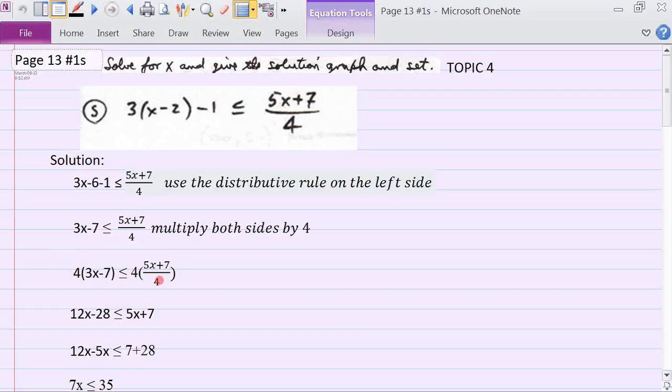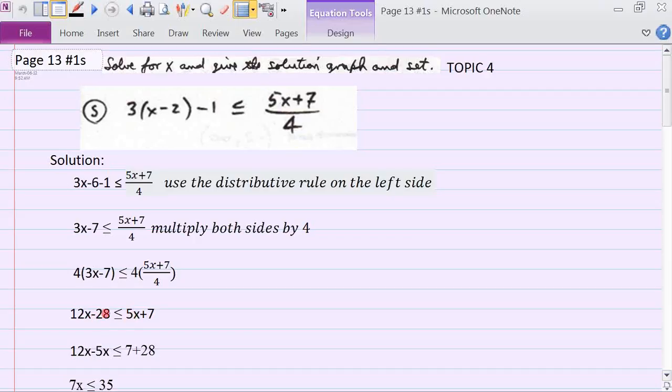So this 4 cancels with that 4. This is on the numerator, this is on the denominator. So the left side has been canceled here, the 4 on the numerator is canceled with the 4 here, and we're left with 5x plus 7. So now we have a simpler equation than what we started with over here, but it's still not exactly in the form that we like, because the minus 28, the number, should be on the right side, and the 5x, which is on the right side, should be on the left side.